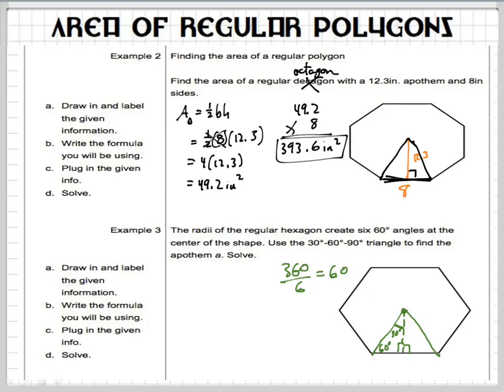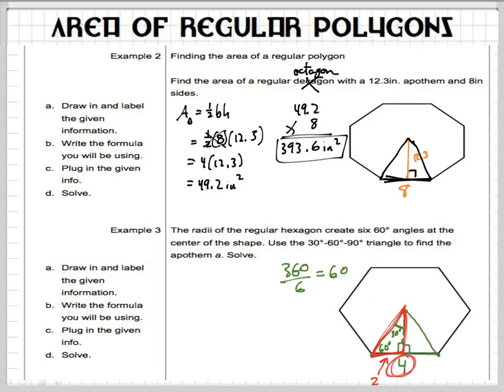Hold on. This problem should have given us a side measure. So let's make this side measure 4. Okay, that side measure is 4. Now, in order to solve this, we have to know what the apothem is. In order to find the apothem, we could use this right triangle right here, the 30, 60, 90, to help us find it. Do we know the measure of that side right there? No, it's not 1. It's 2.